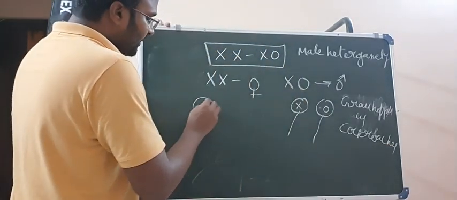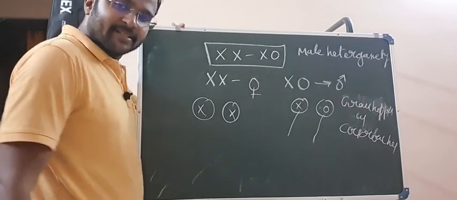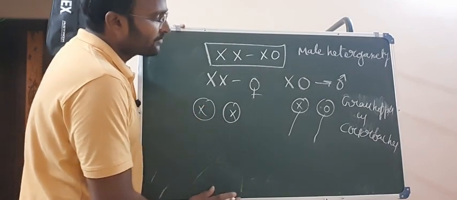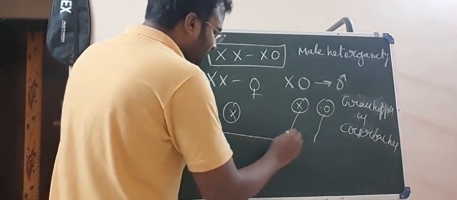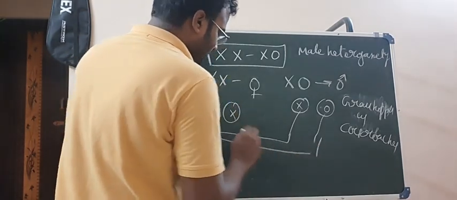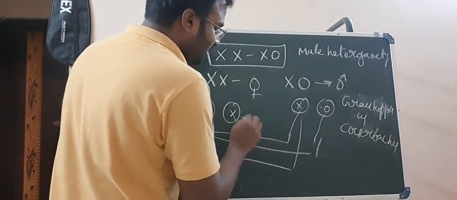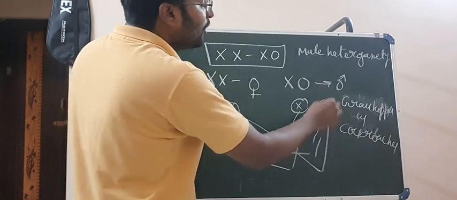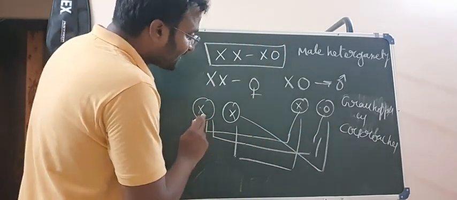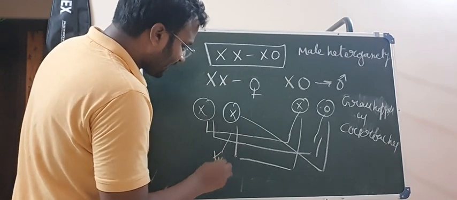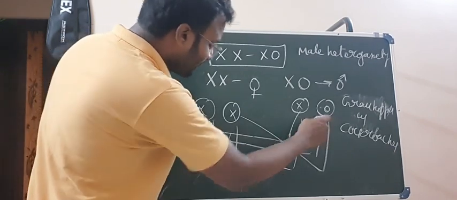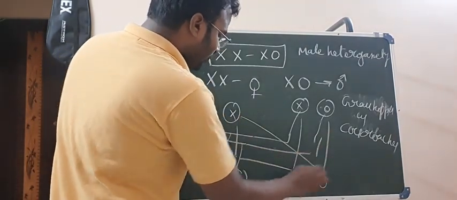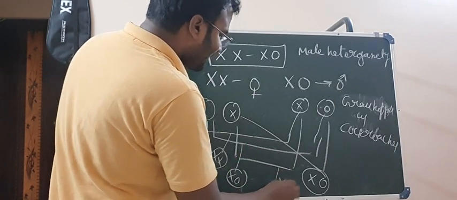There is only one type of egg cell. Any egg cell you take has an X chromosome. But the sperm formed can be of two types, one with an X chromosome and one without, with no sex chromosome at all. So if X combines with X, this is XX. If X combines with O, then that is XO.